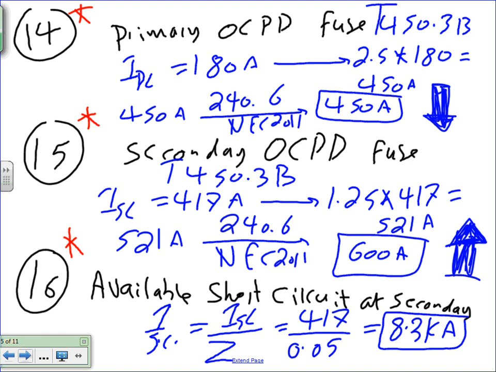Any question? Yes, sir. I got 0.02 D1. And you took 417 and you divided by 0.05? Anybody else get that?